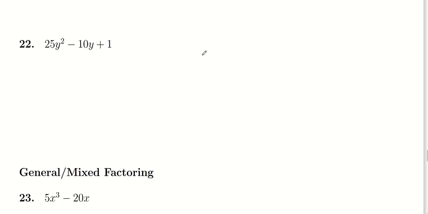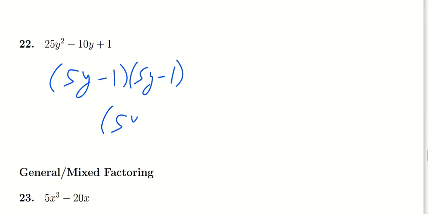Here's yet another one. This one will factor as 5y minus 1 times 5y minus 1, or you can do 5y minus 1 quantity squared.